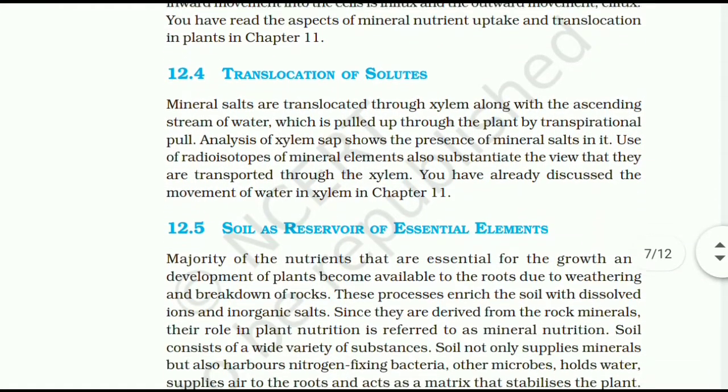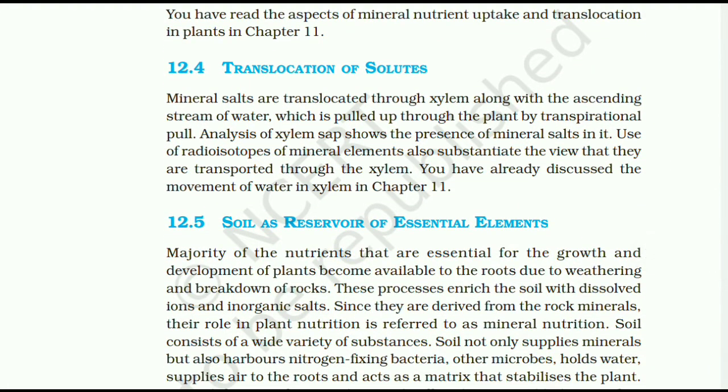12.4 Translocation of solutes. Mineral salts are translocated through xylem along with the ascending stream of water, which is pulled up through the plant by transpirational pull. Analysis of xylem sap shows the presence of mineral salts in it. Use of radioisotopes of mineral elements also substantiates the view that they are transported through the xylem. You have already discussed the movement of water in xylem in chapter 11.